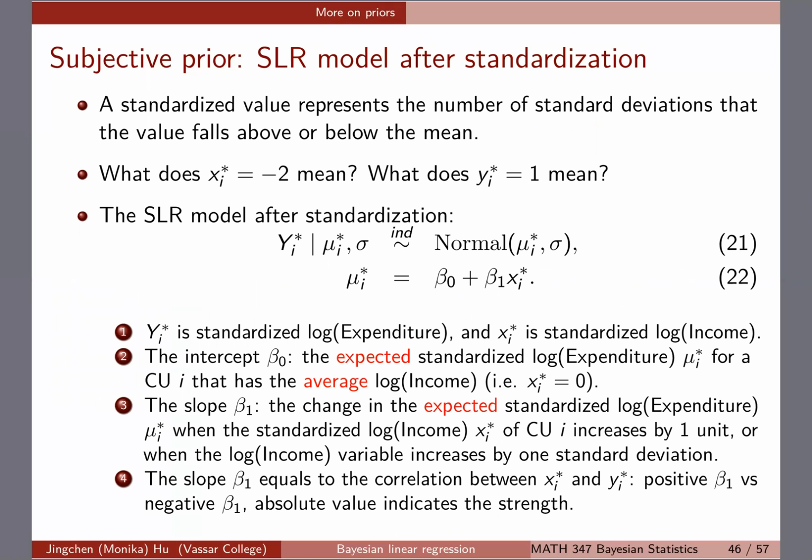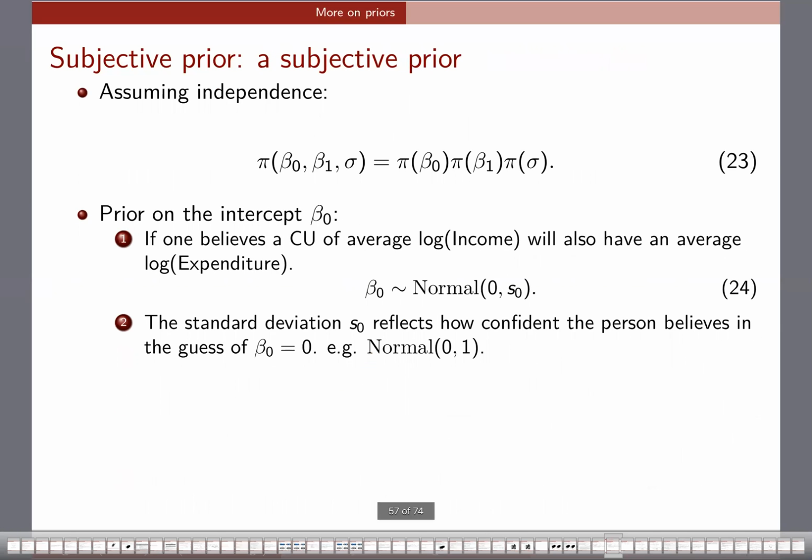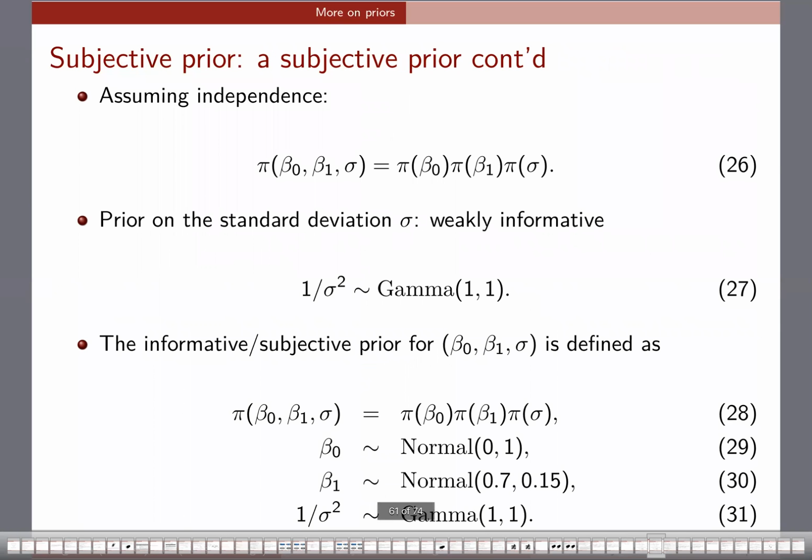So since it's close to 0, it's basically saying that a CU with average log income also has average log expenditure, once you standardize things. Okay? So a CU with average standardized log income will have, on average, standardized log expenditure of 0. So that's what beta 0 is about. And beta 1, let's see, we have roughly the numbers here.